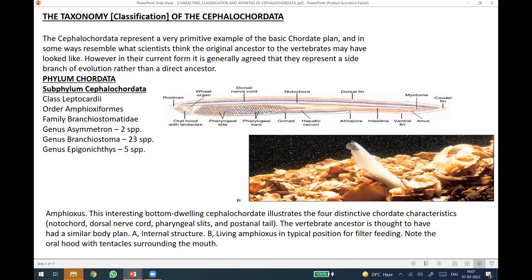Now, the classification of Cephalochordata, the characters we have seen. The Cephalochordata represent a very primitive example of the basic chordate plan. As we have already seen, it is a small group bearing only 30 species and a single class, that is the Leptocardii.